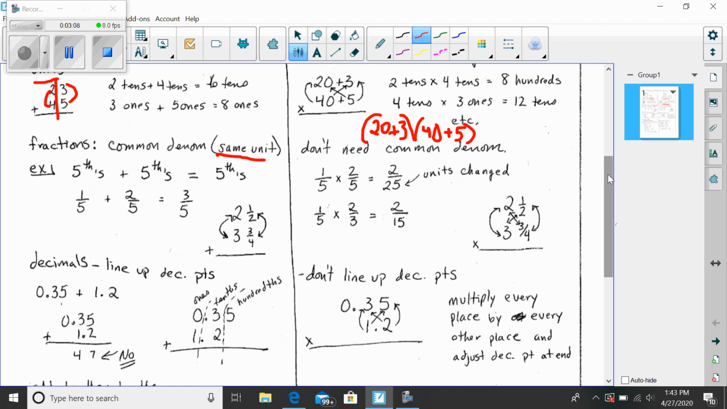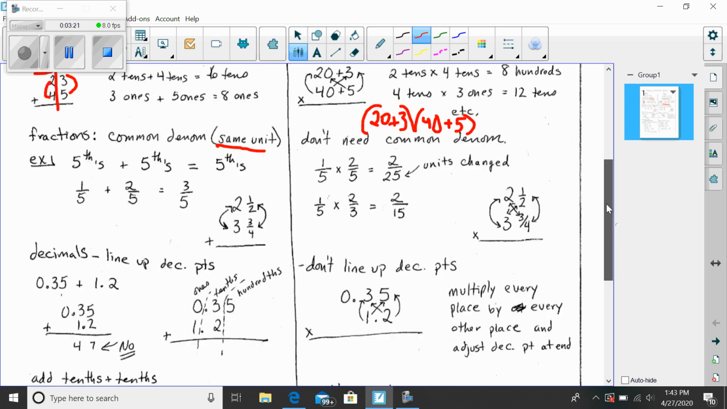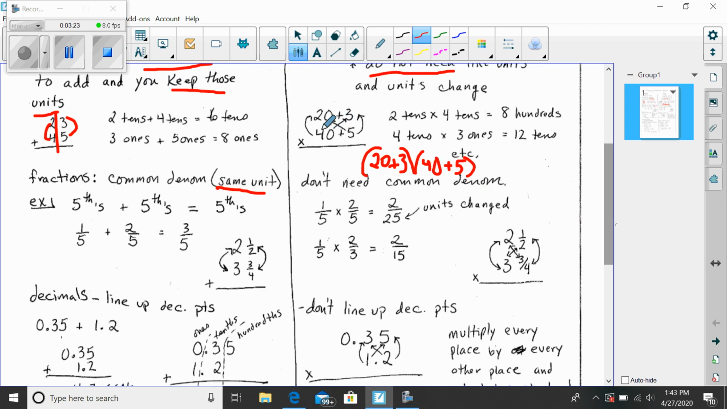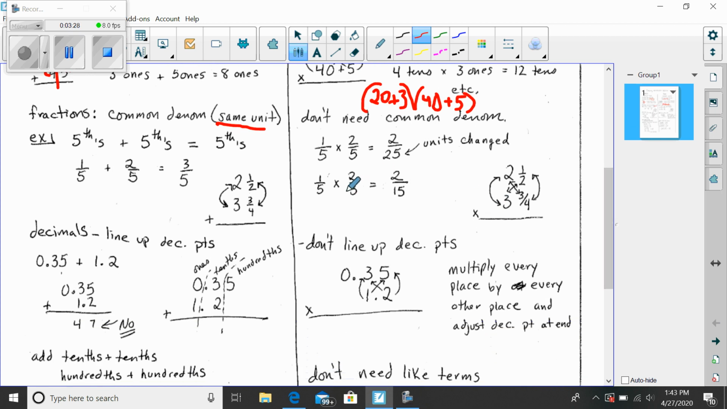But if I'm multiplying, as we just saw the other day, multiplying mixed numbers where we had to FOIL, everything has to get multiplied by every other place. This should look just like it did with whole numbers. When I multiply, I don't need common denominators. Fifths can get multiplied by thirds, and my answer is 15ths. If I do have a common unit, if I multiply fifths and fifths, my answer is not fifths. My answer is 25ths. So the units have changed.